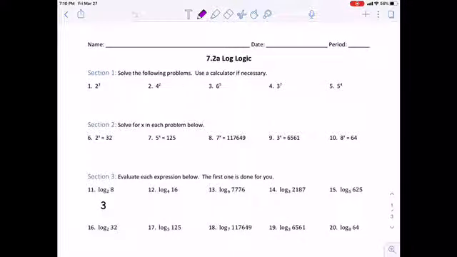On this first page of log logic, you should have gone through and just solved each of these problems. So for example, problem 1 is asking you for 2 to the third. If you don't know what 2 to the third is, you can type it into a calculator. Remember, it's 2 times 2 times 2, which is 8. 4 to the second power is 4 times 4, which is 16. 6 to the fifth power is 6 multiplied 5 times, which, if you type that in a calculator, it tells you it is 7,776, and so on. I'm going to let you finish this problem out.